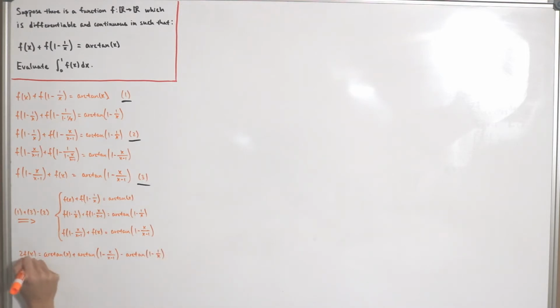Okay, now just divide by 2 on both sides. And so we get that f of x is equal to arctangent x plus arctangent of 1 minus x divided by x minus 1, then subtract arctangent of 1 minus 1 over x, and then divide by 2. And now I'm going to box our f of x that we found in black.